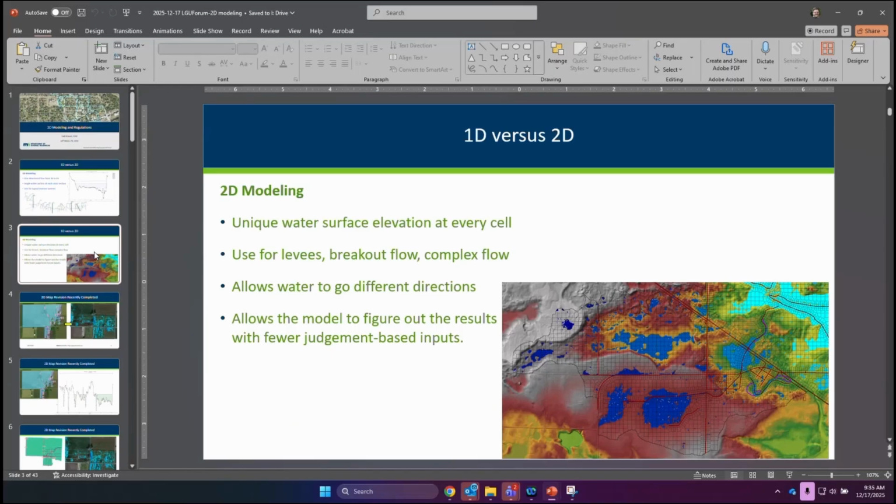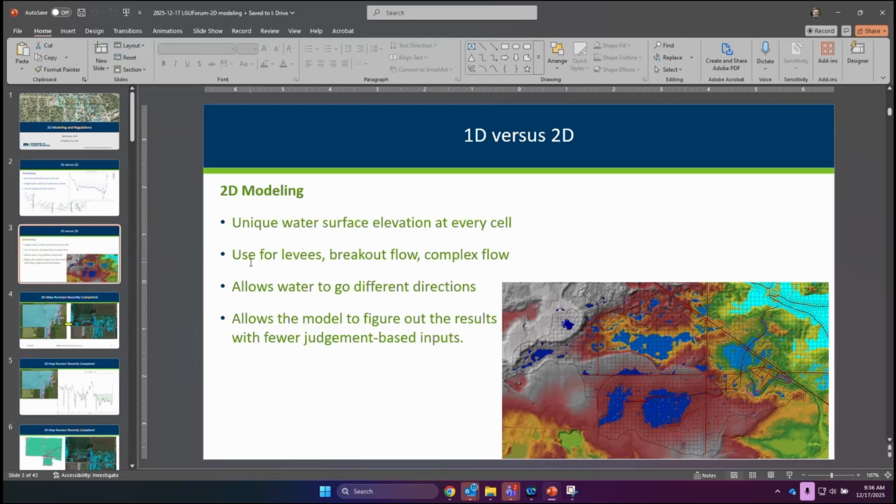2D modeling has been around for a while, but the last handful of years, it's really taken off. I mean, the computing power has gotten a lot better, and available topo and LiDAR around the state has gotten a lot better, which makes 2D modeling a lot easier. So with the 2D modeling, you're able to have a unique water surface elevation in every cell, versus in 1D modeling, you just have the water surface elevation right at that cross section.